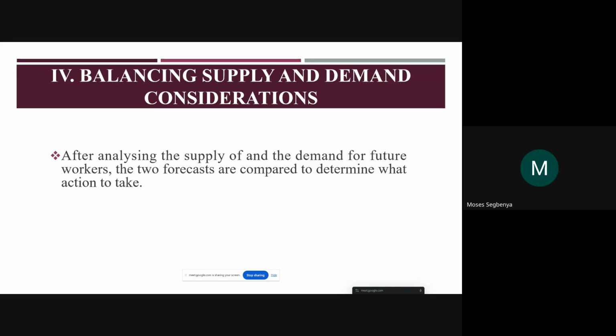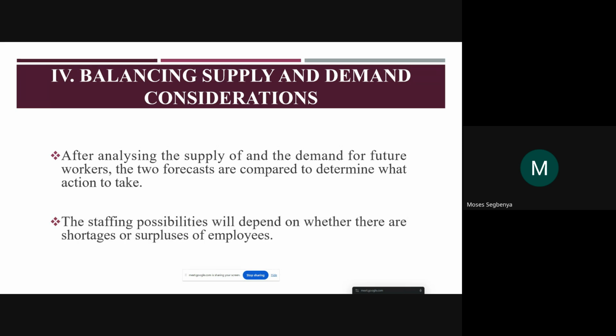It is said that no matter how the demand is so desirous, no matter how you think that you need about 50 or 20 or 30 people, can you pay? Will you find them? These are supply side issues that you must answer. So after analyzing the supply and the demand for future workers, the two forecasts are compared to determine what action to take. The staffing possibilities will depend on whether there is a shortage or surplus of employees.